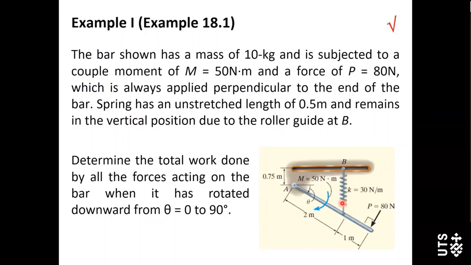The task here is to determine the total work done by all external forces, including the couple moment, when this bar has a rotation from the position when theta is 0, this means a horizontal position, to a position when theta is 90 degrees, that's a vertical position.